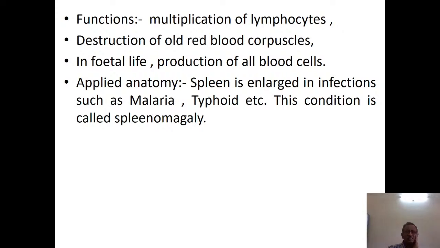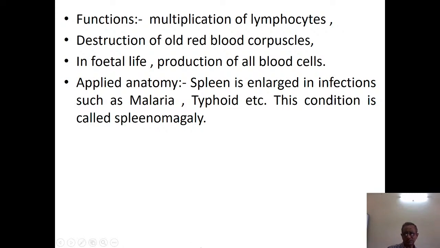Functions of the spleen: multiplication of lymphocytes and destruction of old red blood cells. The spleen is otherwise called the graveyard of red blood cells. In fetal life, it produces all blood cells. Applied anatomy: the spleen is enlarged in infections such as malaria and typhoid. This condition is called splenomegaly. The spleen enlarges from the left hypochondrium towards the umbilicus and towards the right iliac fossa. That is the direction in which an enlarged spleen can be palpated.